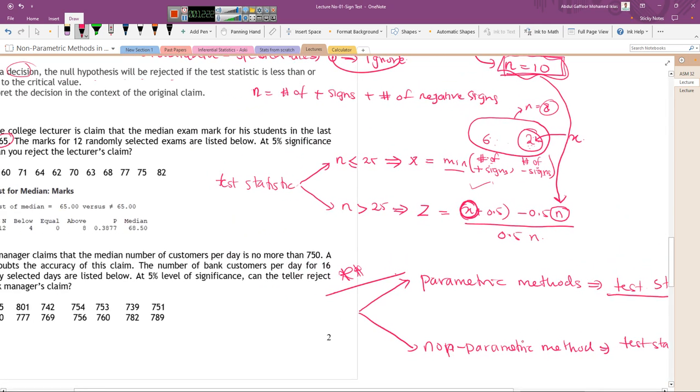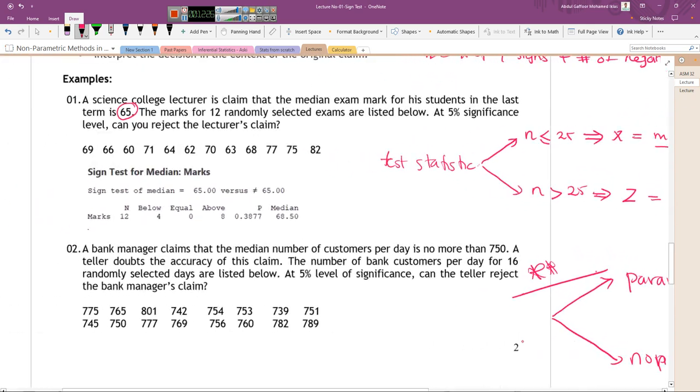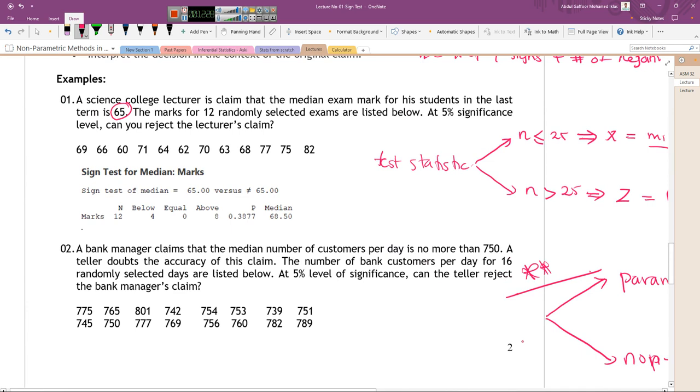Now we will come to the first example that we have here. A science college lecturer has claimed that the median exam mark for his students in the last term is 65. The marks for 12 randomly selected exams are listed below. At the 5% significance level, can you reject the lecturer's claim? Okay, so first we have to understand this question.